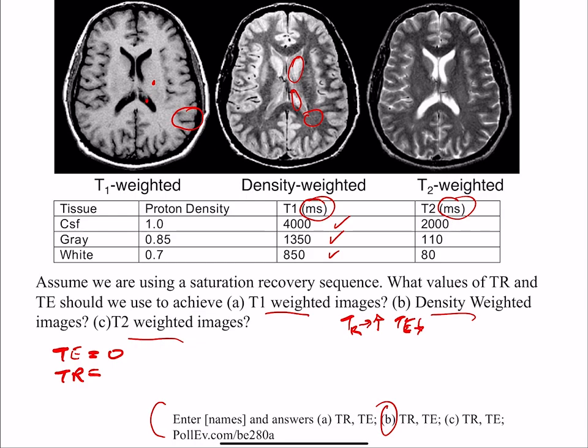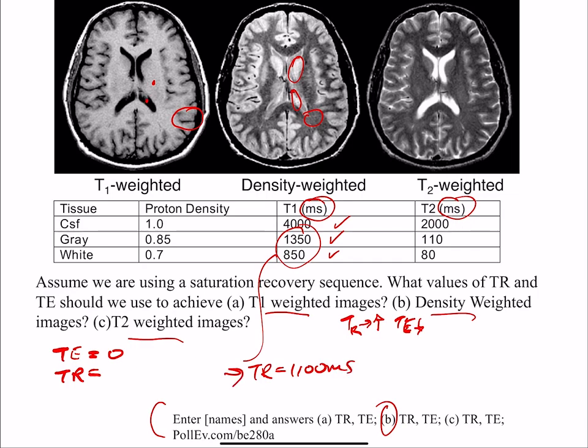So I have two tissues and I really want to distinguish between gray and white. What TR should I pick to give me some contrast between those two T1 tissues? Somewhat close to the average, right? So I really want the average of these two. And the average is, what is it? 1,100? Is that right? Yes. Okay. So TR equals 1,100.